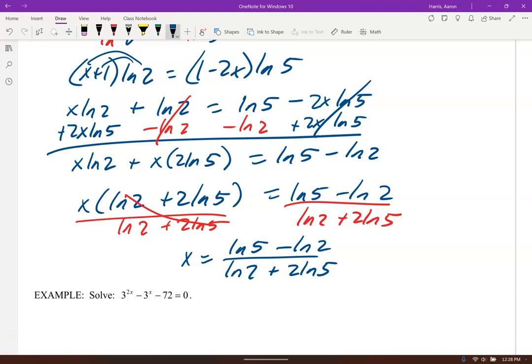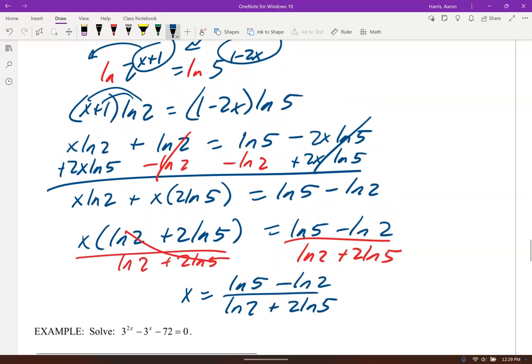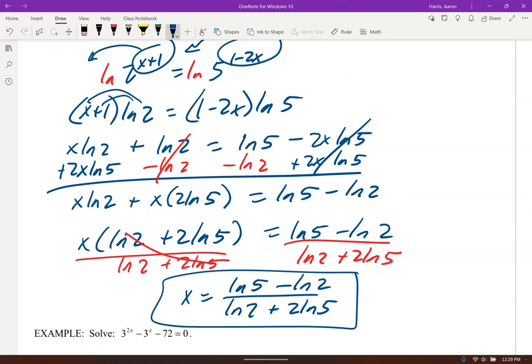Now the question is, could you cancel an ln of 2 or an ln of 5? You cannot, because it's being added and subtracted, right? Everything's not being multiplied. If stuff was being multiplied, that'd be a different scenario, right? So this is as far as we can go on this problem. Stop right there.